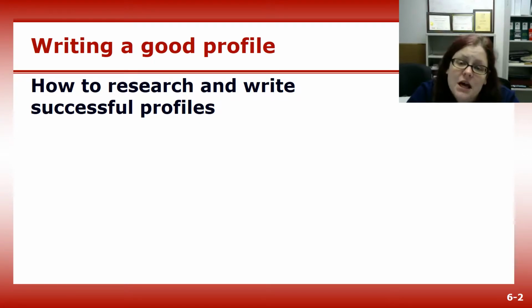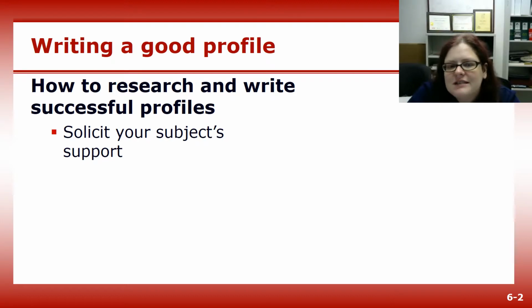One of the most common types of the feature story is the personality profile. Good profiles reveal the subject's feelings, attitudes, habits, and mannerisms. To research and write a successful profile, you'll first need the support of your subject. Unless you're writing a feature obituary, you'll need to interview your subject, and likely your subject's friends, family, and coworkers. Get them on board first.